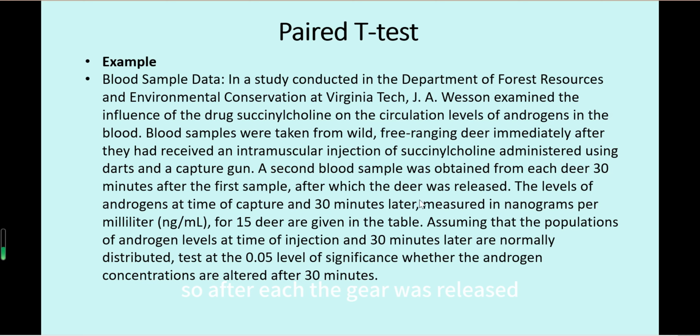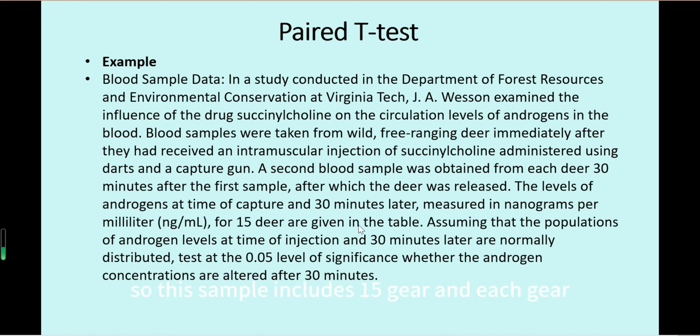After that, each deer was released. The levels of androgens at the time of capture and 30 minutes later, measured in nanograms per milliliter for 15 deer, are given in the table. Assuming that the populations of androgen levels at the time of injection and 30 minutes later are normally distributed, test at the 0.05 level of significance whether the androgen concentrations are altered after 30 minutes.